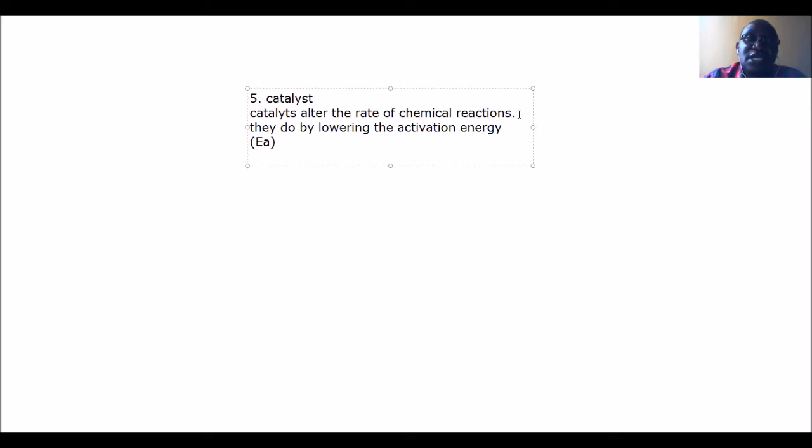We said that for any chemical reaction to progress or to start, there must be energy that is applied to overcome a barrier. You remember when I drew the energy level diagram to show you the activation energy, I had shown you something that looks like a barrier. For example, this one here.